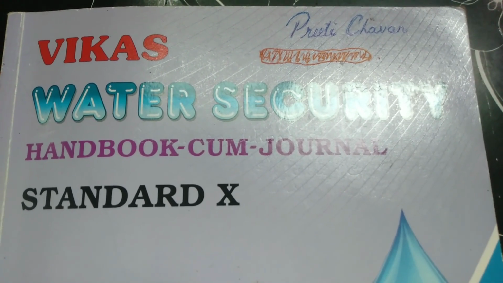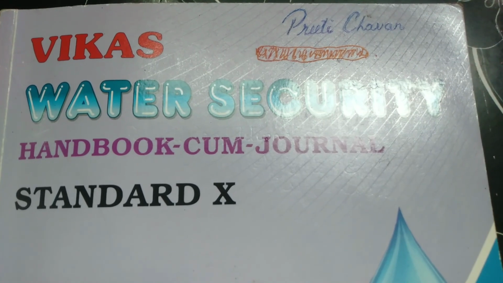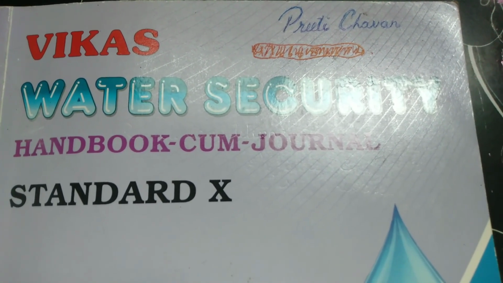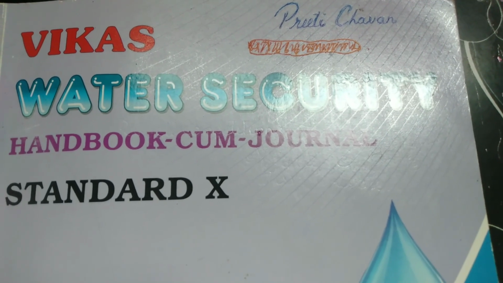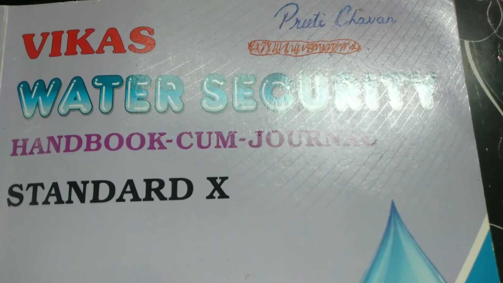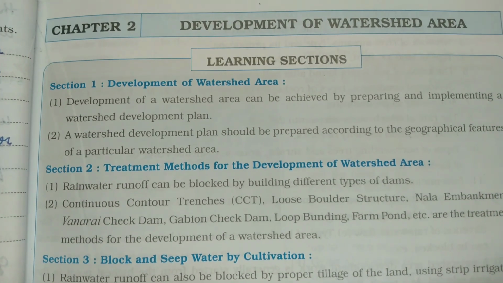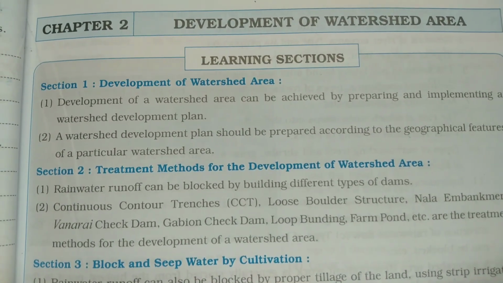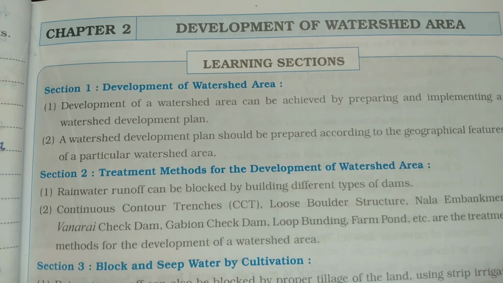Today we are going to see Water Security, Class 10, exercise of Unit 2, Lesson 2. So let us start. Unit 2, Chapter 2: Development of Watershed Area.